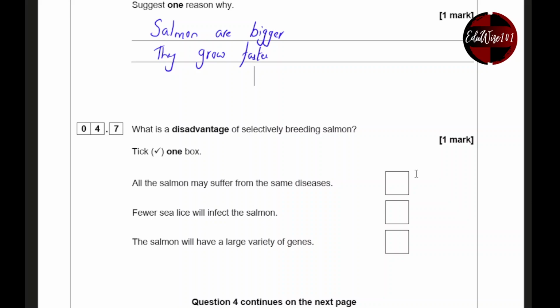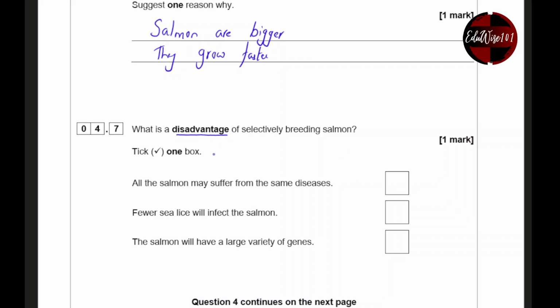What is the disadvantage of selectively breeding salmon? Well, it's not always advantageous to selectively breed, like pugs. Pugs are selectively bred so that they have a very flat face. The problem is having a flat nose means that they find it really hard to breathe and they easily get infections in their respiratory system.